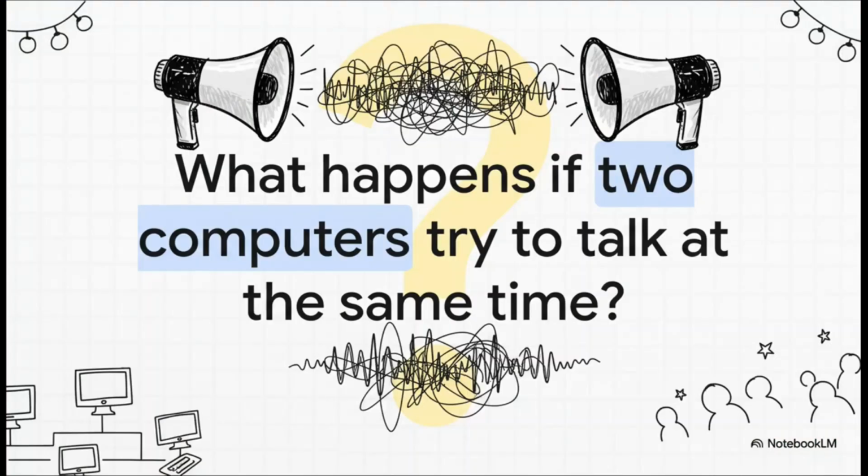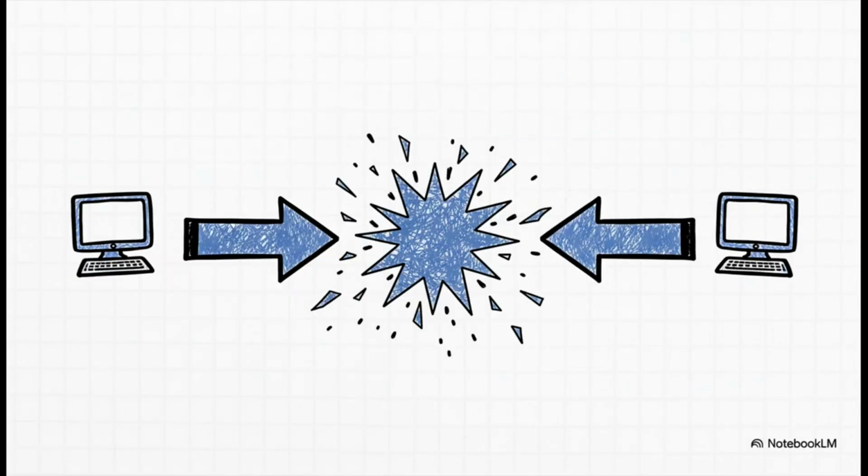So let's go back to that loud, crowded party. What do you think happens when two people with megaphones try to shout something at the exact same moment? You guessed it, total chaos. The signals literally crash into each other on the wire. All that data gets corrupted, it's completely lost. It's the digital version of two people talking right over each other. You can't understand what either one of them said.